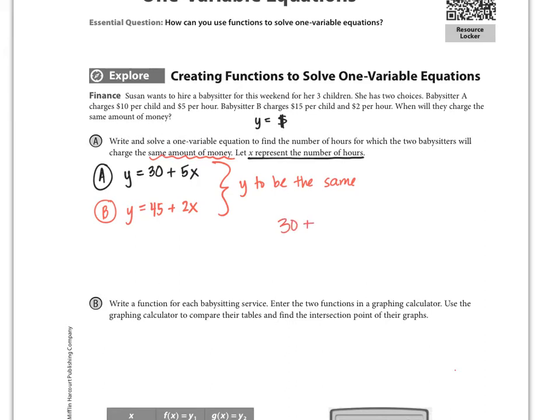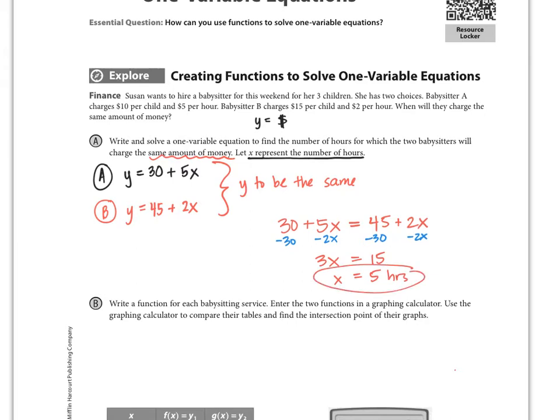You see, they're both equal to Y, which means I can actually put them together and say 30 plus 5x, right? Y is equal to that. And Y is also equal to 45 plus 2x. So I can write them equal to each other because they're both equal to Y. And so I end up solving this. So I'm going to subtract 2x from both sides. I'm also going to subtract 30 from both sides to get rid of that 30. And I get 3x equals 15. And so x equals 5, and that's 5 hours.